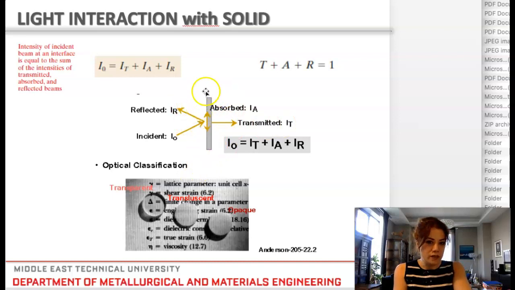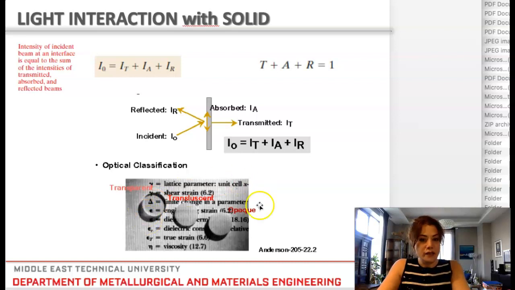The scattering event is also counted in this absorption process here. So based on these interactions, I define my matter optically. I can define my matter optically transparent. I can define my matter optically opaque. And I can define my matter in between as translucent. What gives my matter a transparent quality? Of course, the energy of the light, which we call, for example, visible light, if we pick a specific spectrum.